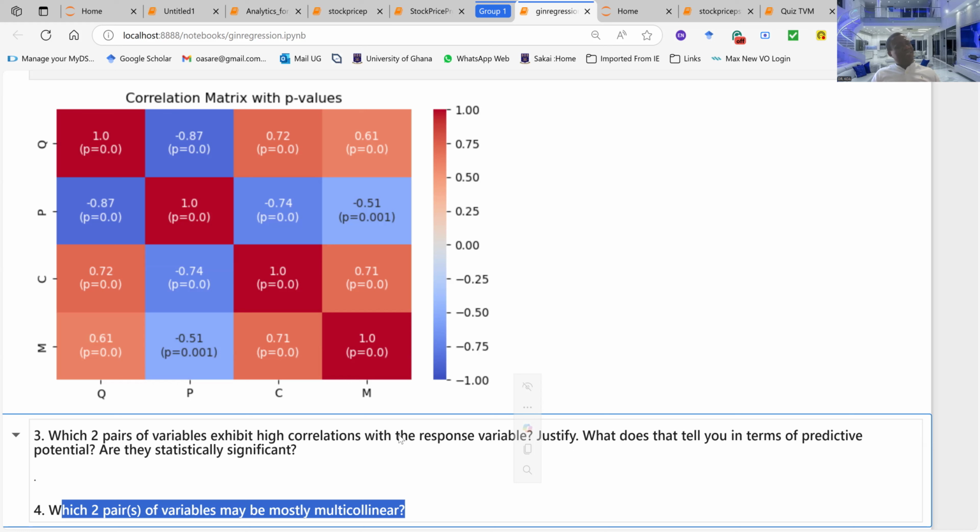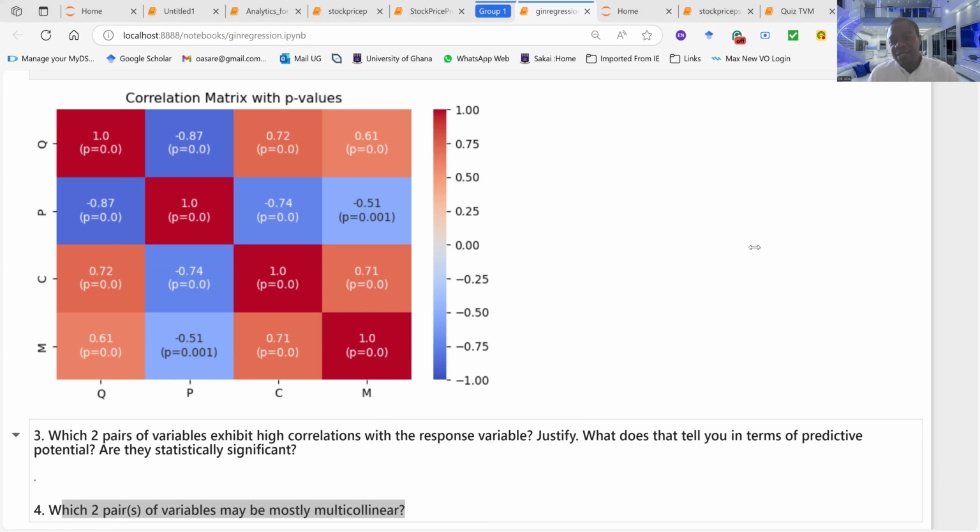I think I've taught you guys that before. I hope I have. Anyway, so that's multicollinearity. So looking at what you have here, which two pairs of variables are mostly multicollinear in this context, in this numerical information that I've been given? Which two pairs of variables? Which one?